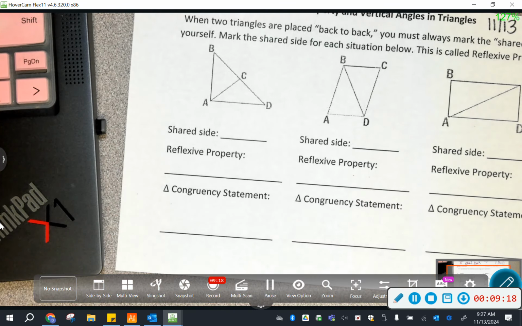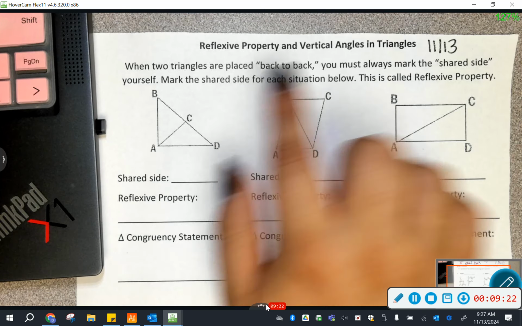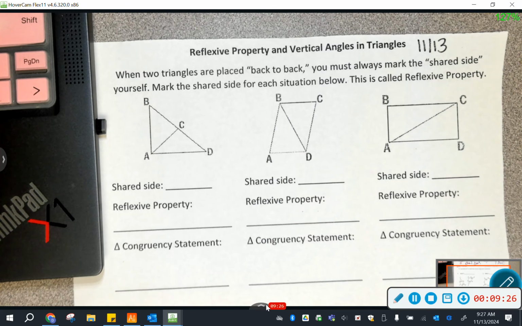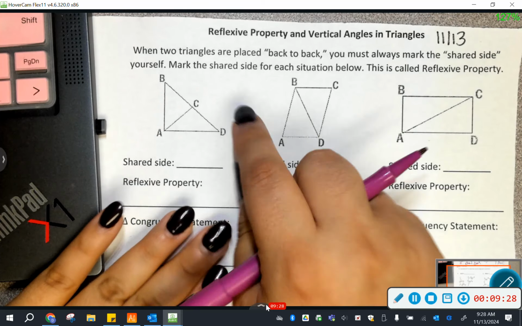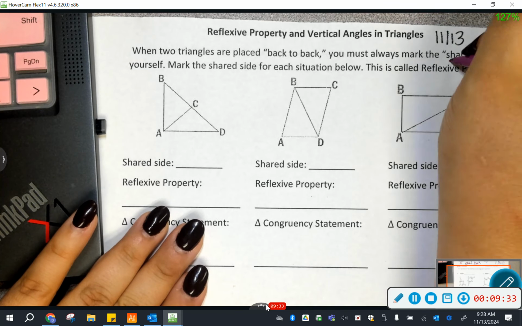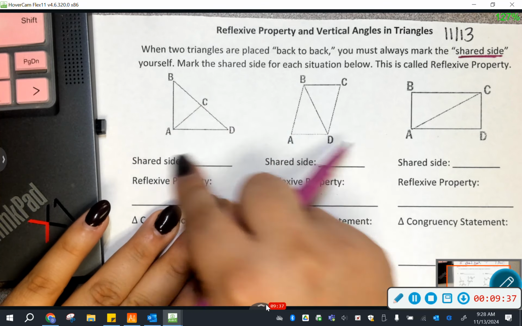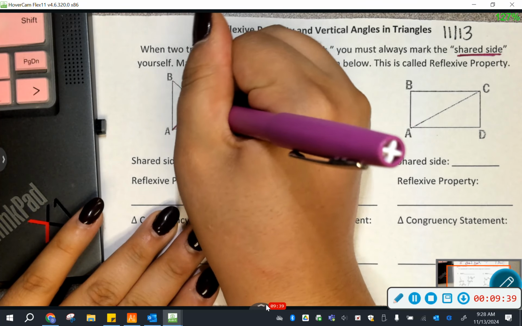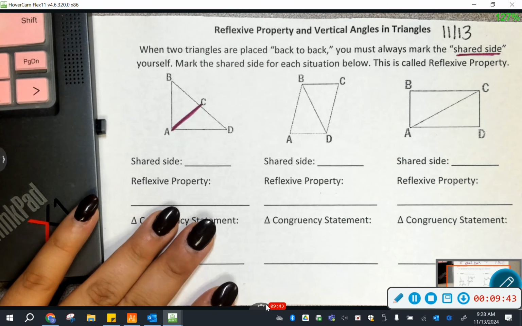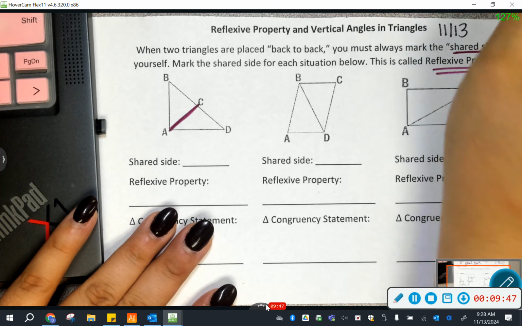All right. So, right here on these notes, can you flip to the side that has today's date on it? It says when two triangles are back to back, meaning they have a shared side. Underline that word, shared side. Do you agree right here, this triangle, they share a side? Can y'all bold it, like highlight it? If you just have a pencil, just make it darker. We call this the reflexive property.